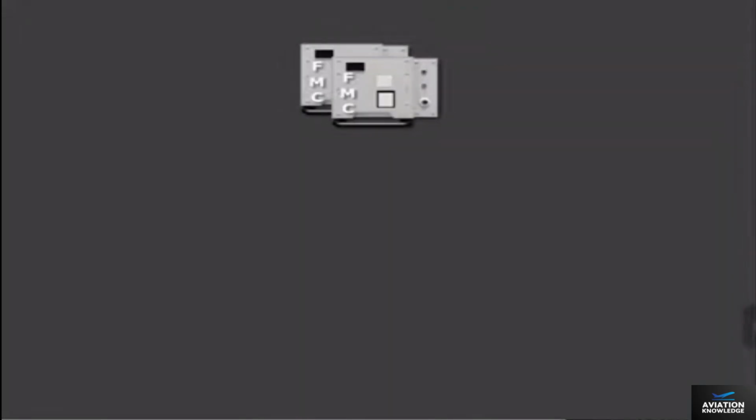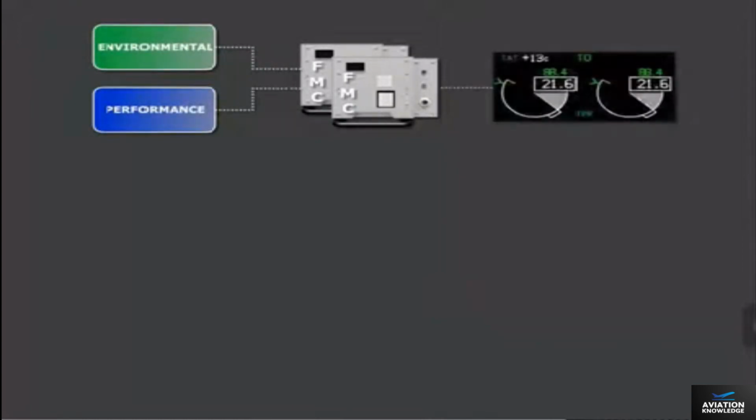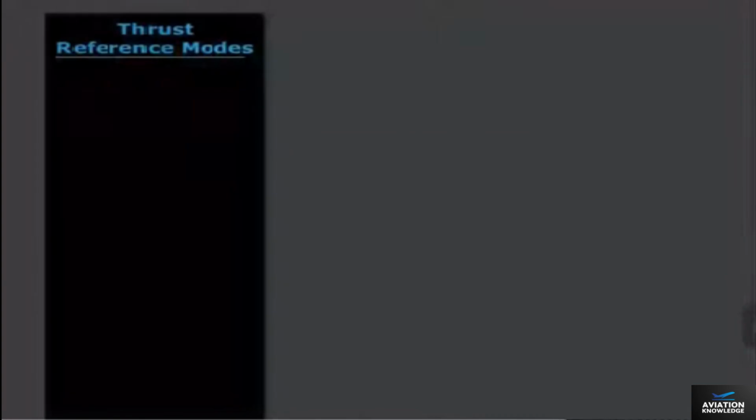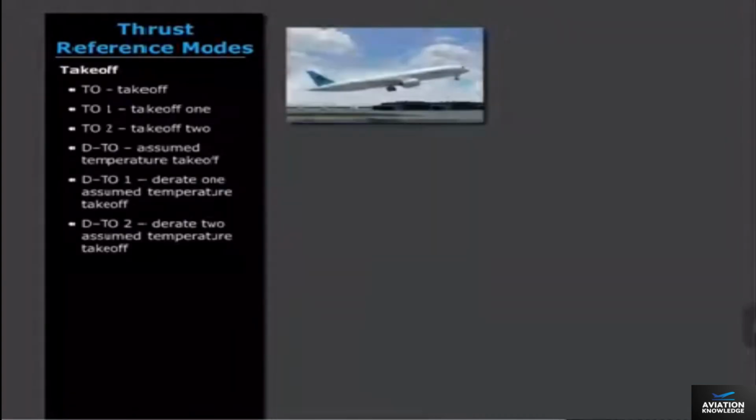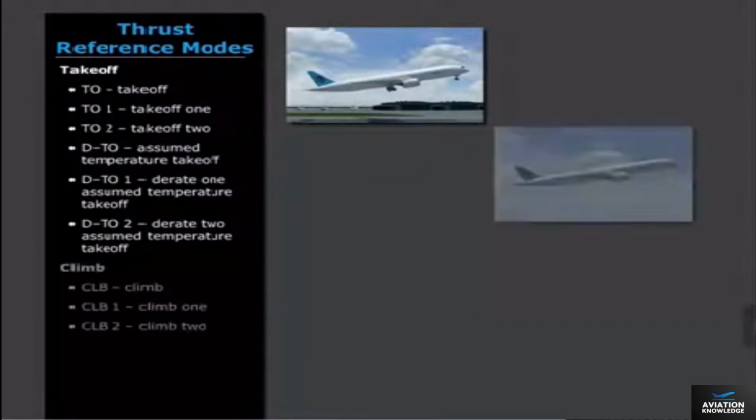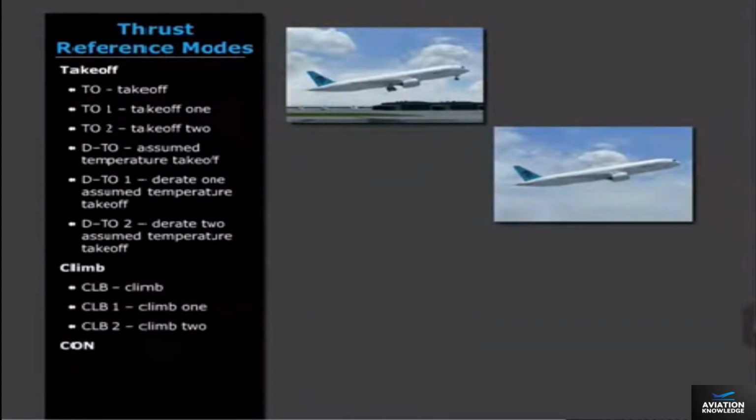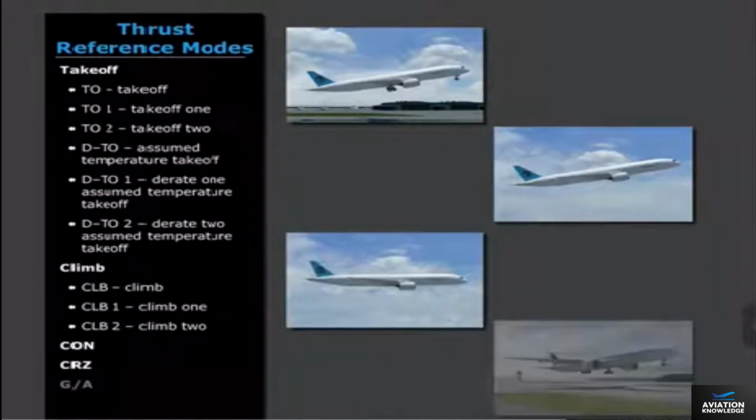The thrust management function of the flight management computers uses environmental and performance data to calculate engine thrust reference limits. These limits provide engine thrust reference values for specific flight phases. Thrust reference limit modes and TPR values are displayed on and above the ICAS TPR gauge. Available thrust reference modes include takeoff, climb, continuous for non-normal conditions, cruise, and go-around.